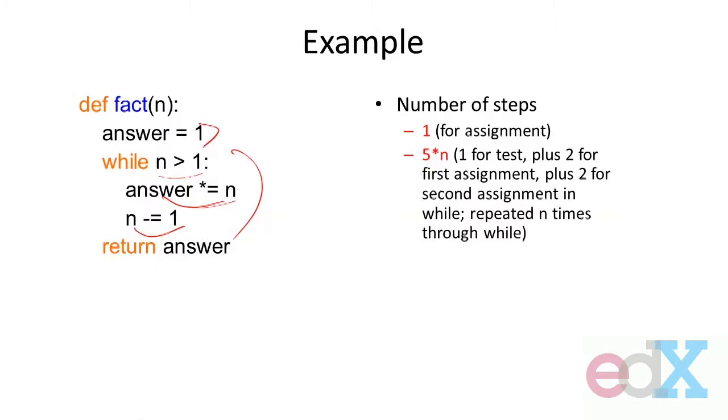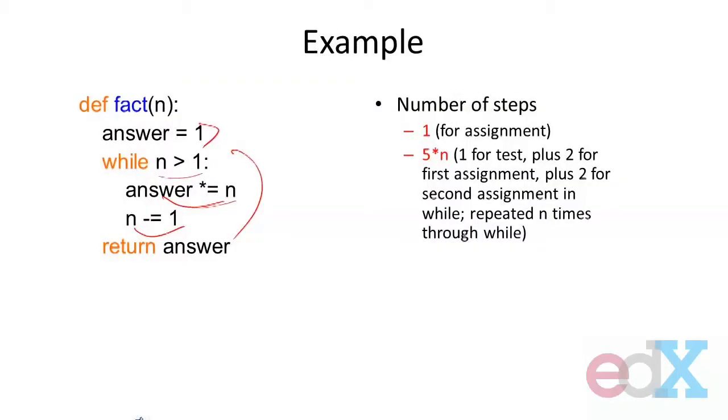And then I go through that loop multiple times. So I do 5 steps, and then I do 5 steps, and then I do 5 steps. And in fact, we know we'll go through that loop n times, whatever the value of n is. So there are 5n steps to go through the loop. And then finally, I've got 1 for the return. So I could write a little expression for this. It says that the number of basic steps I execute here is 5n plus 2.